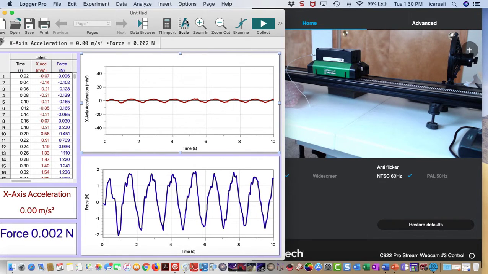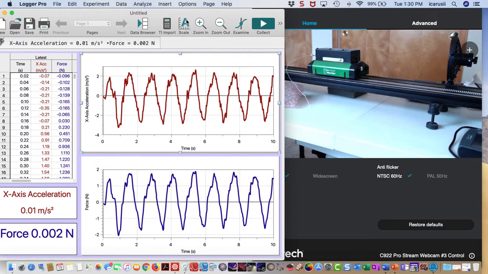And if you look at the graphs, we're already starting to see the constant of proportionality show up, that these graphs are proportional to one another. They peak at the same places, roughly. They have troughs in the same place. So we've got a good data set here.